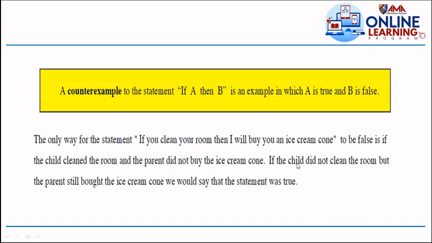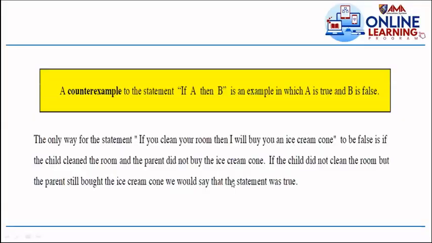Next example: if the child did not clean the room, but the parents still bought the ice cream cone, we would say that the statement was true. Okay? Statement was true for statement B is true, okay? But statement A is false. Dahil doon sa statement A po natin, hindi po siya naglinis ng kwarto. Pero binilhan pa rin siya ng ice cream cone.